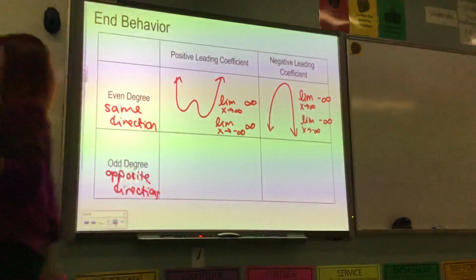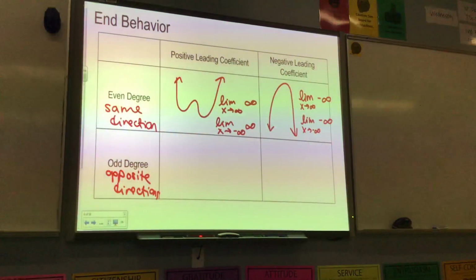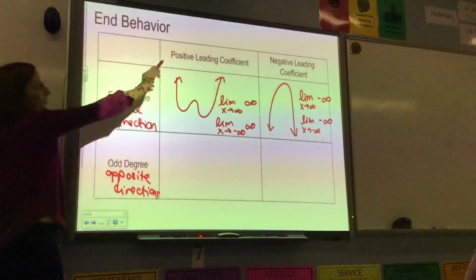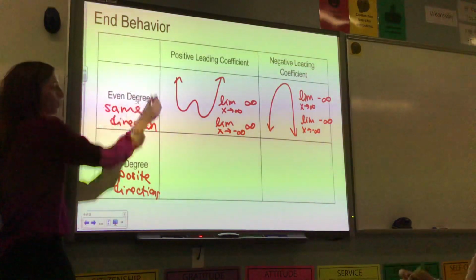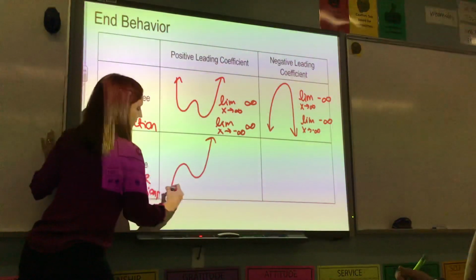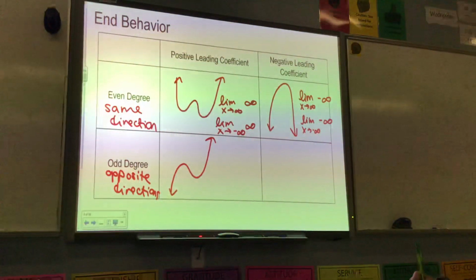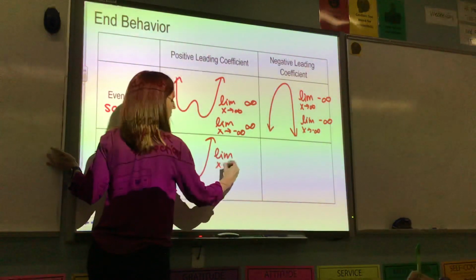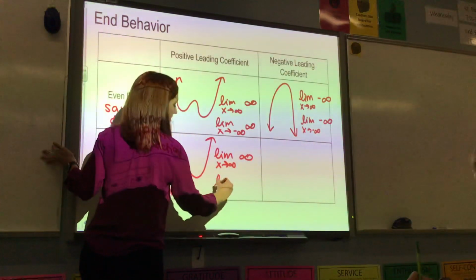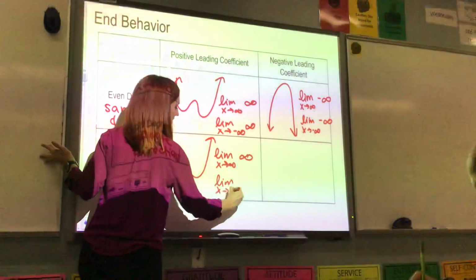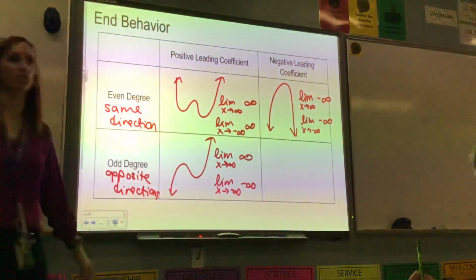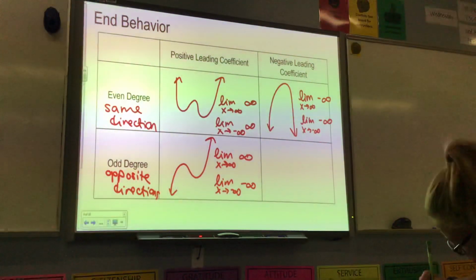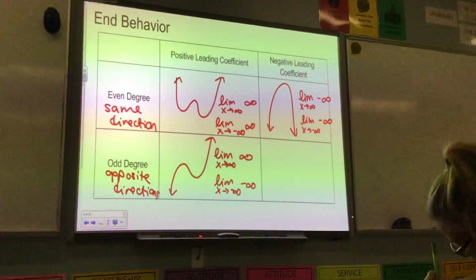Cool. For your odd degrees, that means your biggest exponent is 1, 3, 7, 17. I don't care as long as it's odd. They will be going opposite directions. If it is positive, it's like it has a positive slope, so it will still be going up to the right, just like a positive slope on a line. So here the limit as x approaches infinity would be infinity, and the limit as x approaches negative infinity would be negative infinity. So one will go up, one will go down, and it's like it has a positive slope, so it's going up to the right.